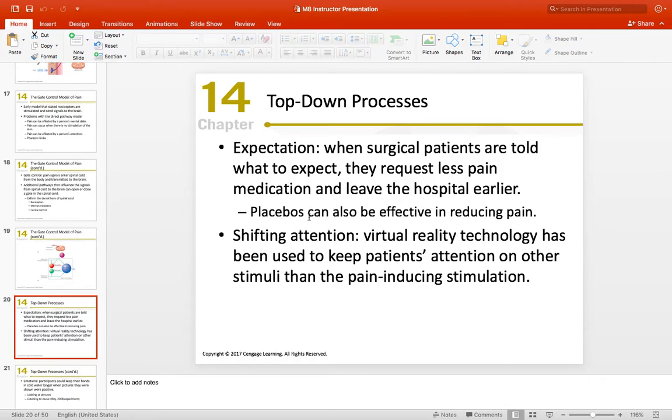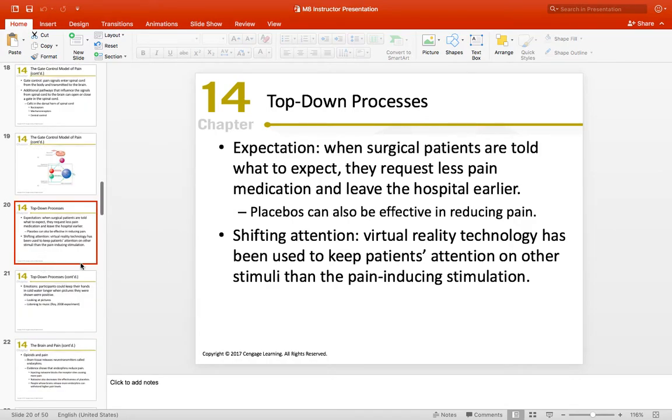Here's an example, the placebo effect. Okay, that's kind of interesting. If you think you're getting a painkiller, and it's a sugar pill, it might actually work, at least sometimes. But attentional mechanisms can also help. So that's very interesting to me.